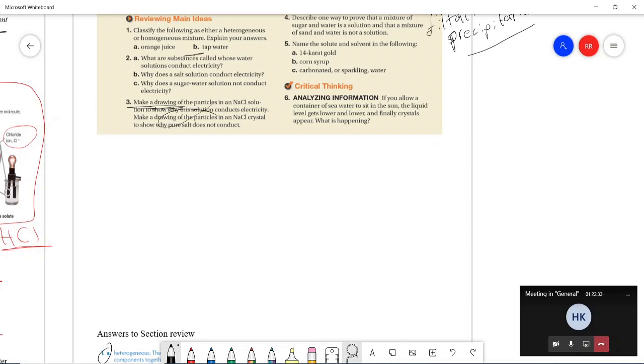Carbonated or sparkling water means carbonated beverage. Since it says carbonated, it's gas in water. So the solvent is water, the solute is gas. But what is the gas? The gas is CO2, just like the one it said in the table. So CO2 in water.